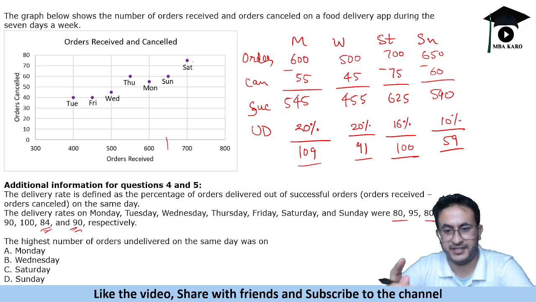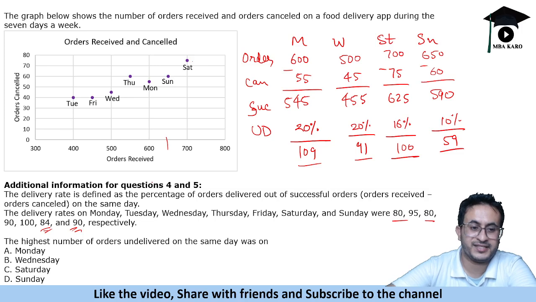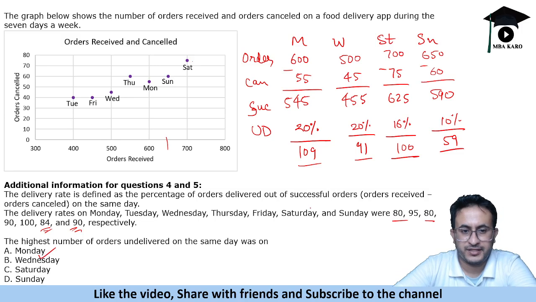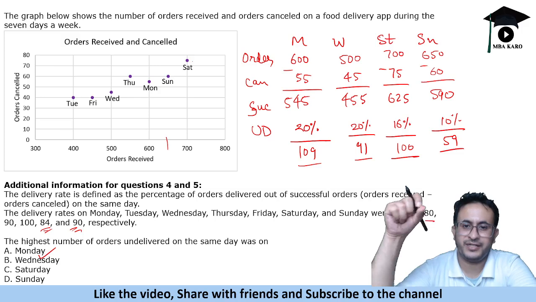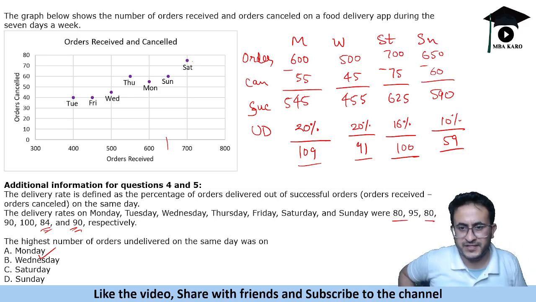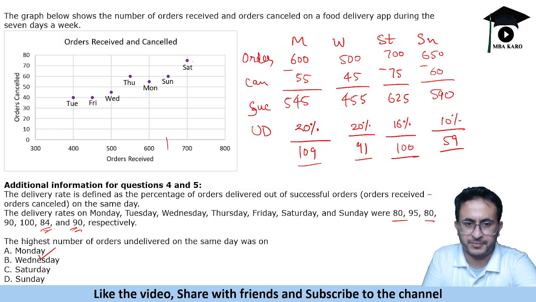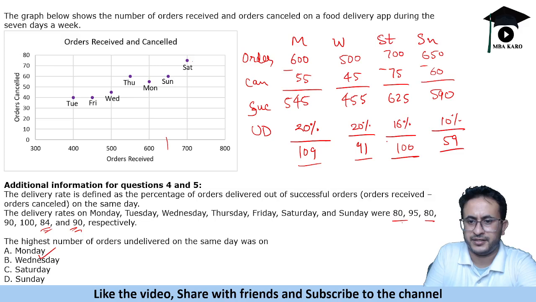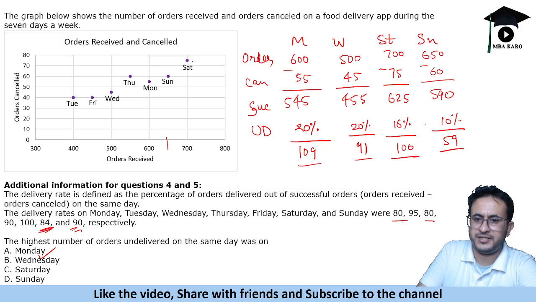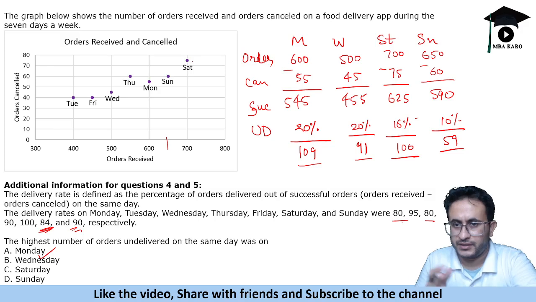So that was a mistake that we made in the previous calculation. Fortunately we got the same answer using that also, but this is the correct way to do it, because first of all we have to remove the cancelled orders from the total orders. That will give us the number of orders that were successful, and out of that we are given the delivery percentage. So then we get the non-delivered percentage. So if the delivery percentage is 80%, 20% is not delivered. If the delivery is 84%, 16% is undelivered, and then we will calculate that portion of the given number.